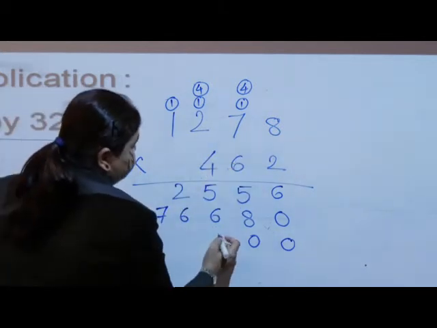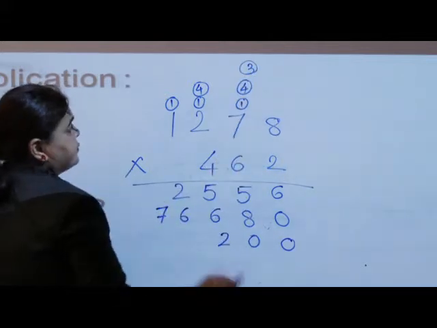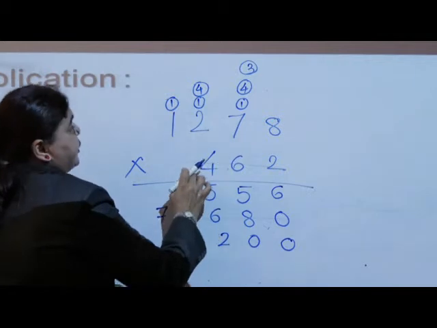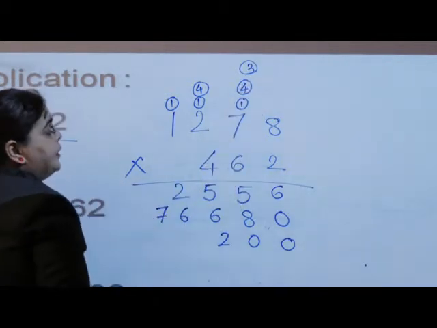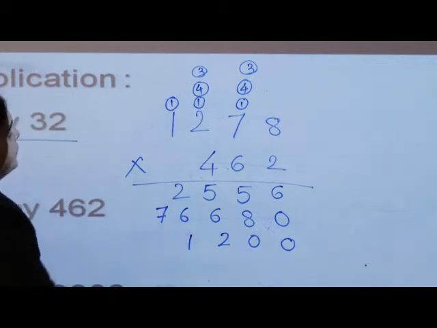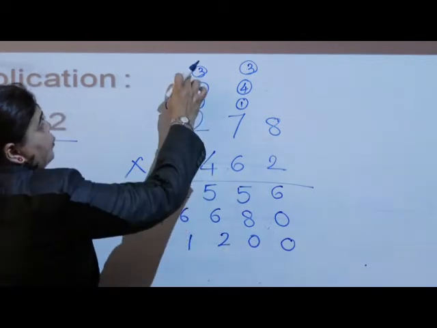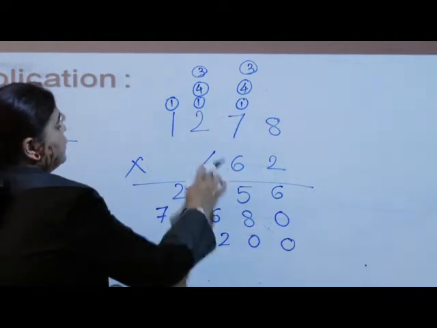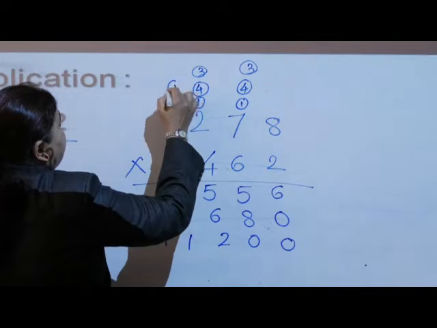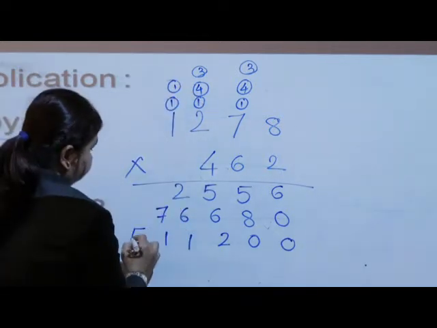8 4s are 32. Yes, you are right. Here 3 carry. 7 4s are 28. 28 plus 3, 29, 30, 31. So here again 3 carry. 4 2s are 8, but we have to add our carry. Yes, 4 2s are 8, 9, 10 and 11. Again 1 carry over here. 4 1s are 4 plus 1 is 5.